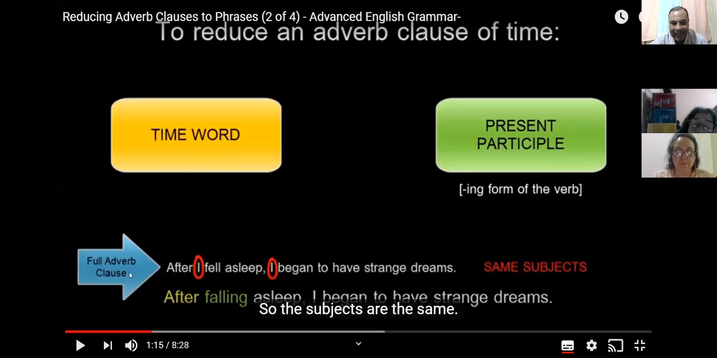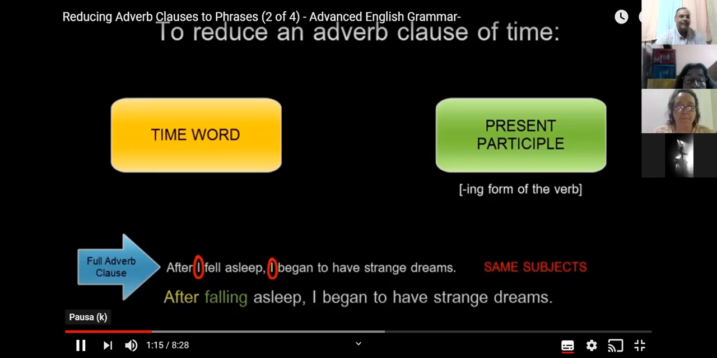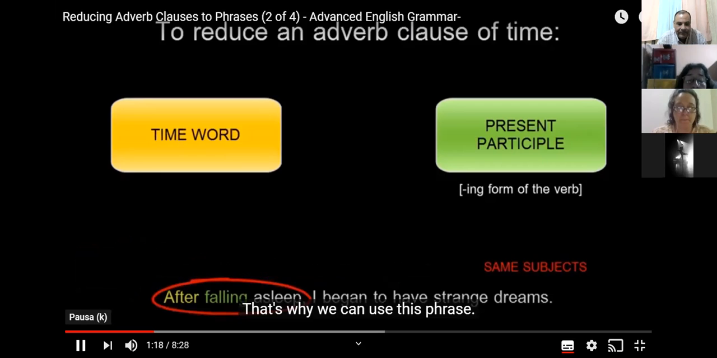So if you want to reduce this, one condition: the subject, as you can see, the subject is I. The subject of the first clause has to be the same as the subject of the second clause. Is that clear? Yes. So first condition, the subject of the two clauses has to be the same. Okay? Very good. That's why we can use this phrase.